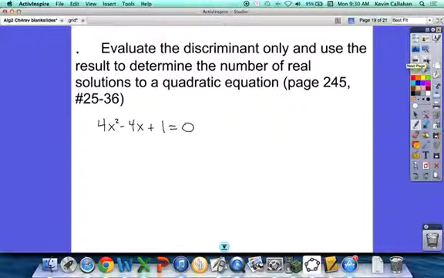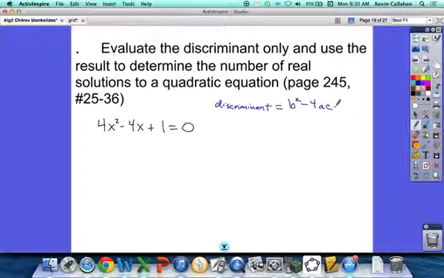And let's see. Evaluate the discriminant only and use the result to determine the number of real solutions to a quadratic equation. Again, this was the 5th question on the test. What do we mean by discriminant? The discriminant is the b squared minus 4ac. It's what's inside the square root of the quadratic formula. It's not the square root or any other part of the quadratic formula.